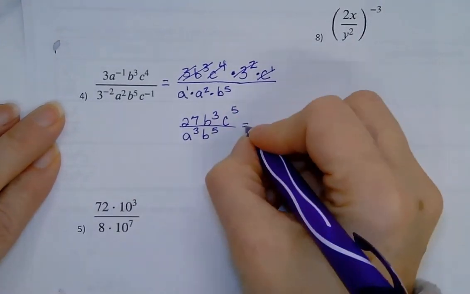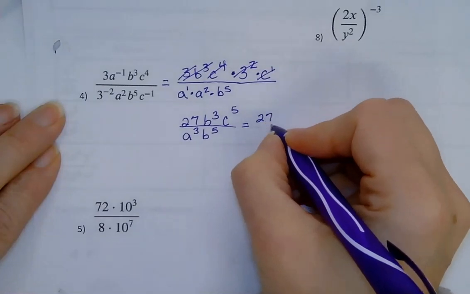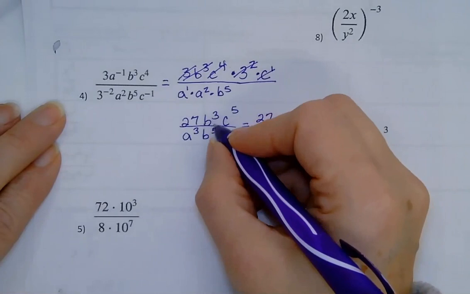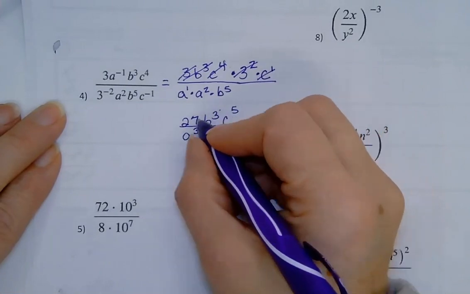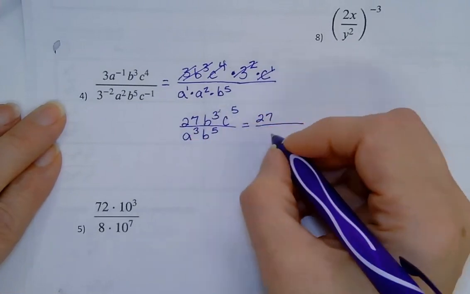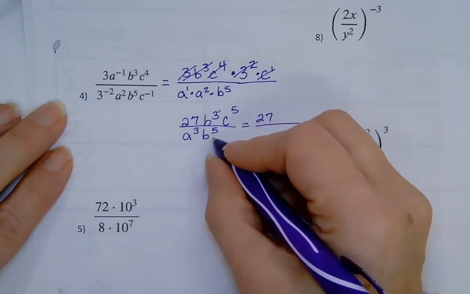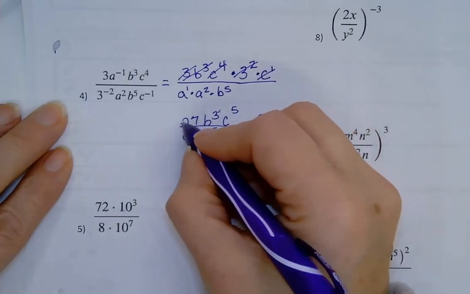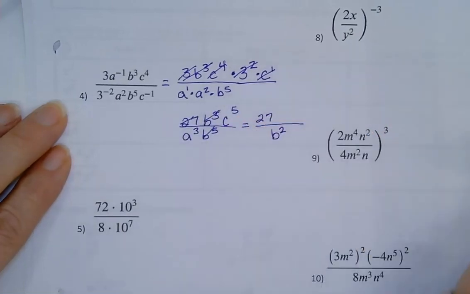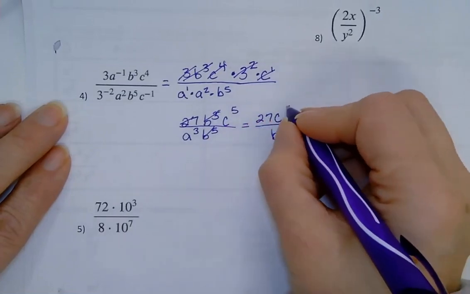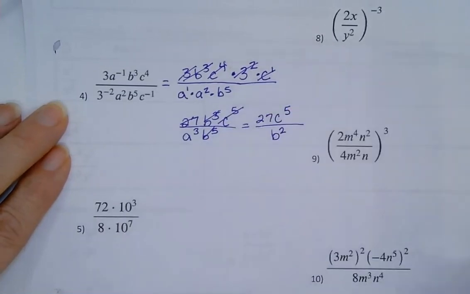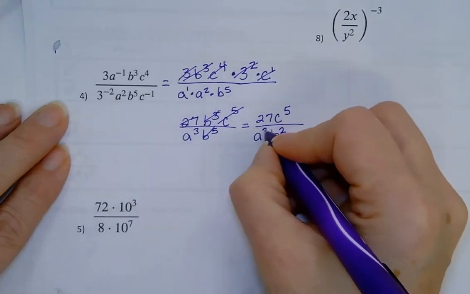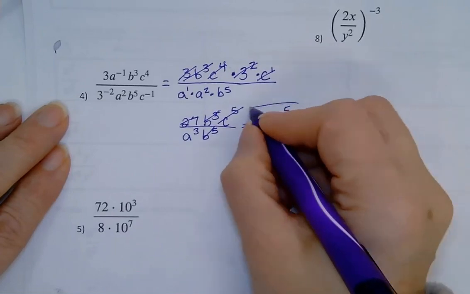We're going to say that this is 27, doesn't change. I have b cubed over b to the 5th. The difference is 2. 5 minus 3 is 2, but b to the 5th was the bigger one, and it was in the denominator, so that's going to be b squared. Okay, I've taken care of my 27, and I've taken care of my b's. I also have c to the 5th that's going to stay right where it is. And I still have to make sure I don't lose my a cubed. a cubed stays in the denominator, so that should be my answer there.